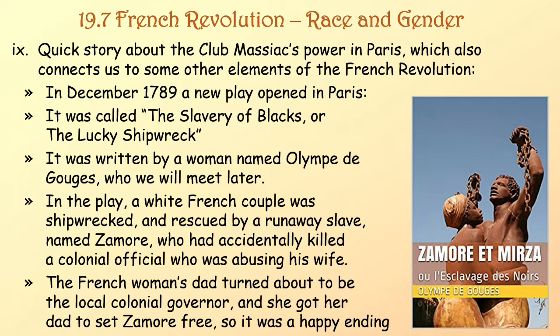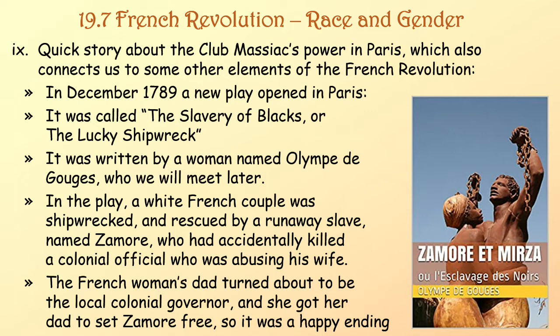Quick story about the Club Massiac's power in Paris, which also connects us to some of the other elements of the French Revolution. In December 1789, a new play opened in Paris, and it was called The Slavery of Blacks or The Lucky Shipwreck.